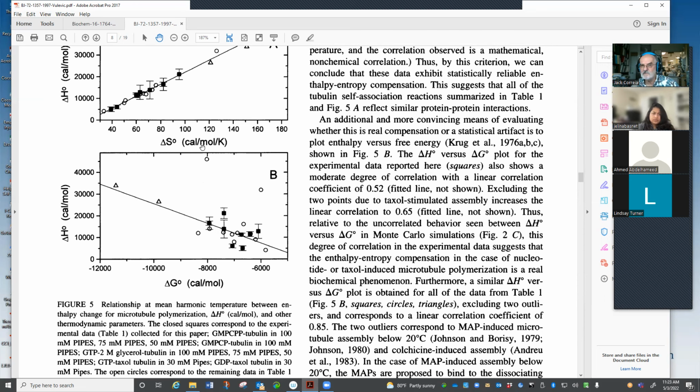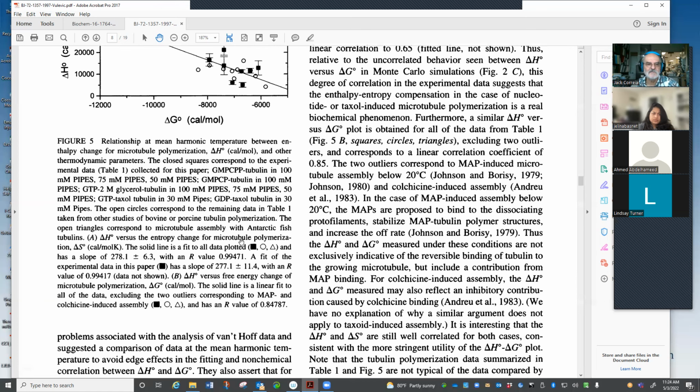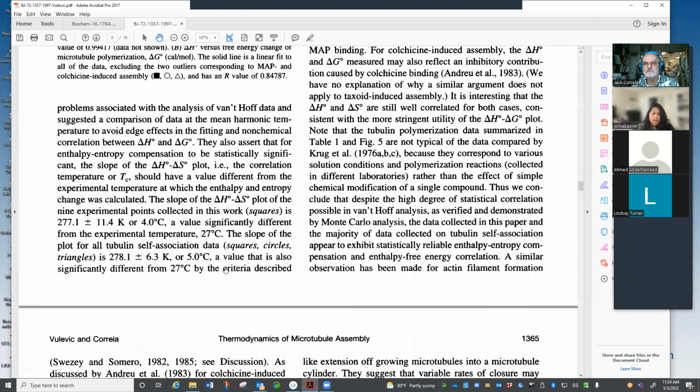And there are some outliers that we can explain away because they're MAPs or they're in the presence of colchicine. So there are other ligands involved. Actually, the colchicine is making an odd sheet-like structure, and the MAPs actually decorate the microtubules, so MAP binding is part of the process, which is why these data don't fall on the same line. But nonetheless, they are consistent with an interpretation of the data as being the burying of hydrophobic surface. Okay.